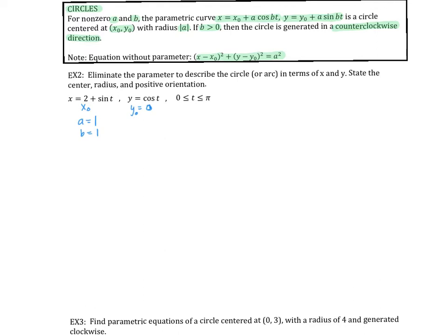So this is a circle. I don't know if it's a complete circle, but I do know that the center is going to be 2, 0. I know the radius is 1. Okay, so let's see if I get the whole circle, because I know my t values are only going from 0 to pi.